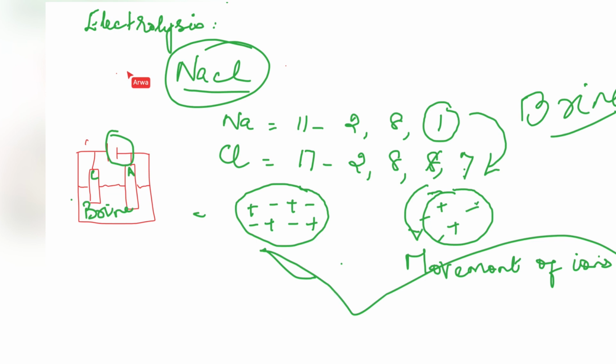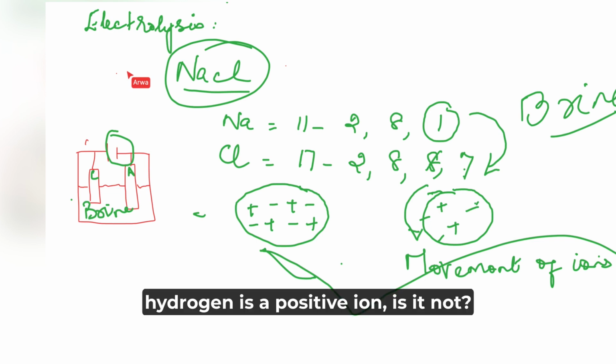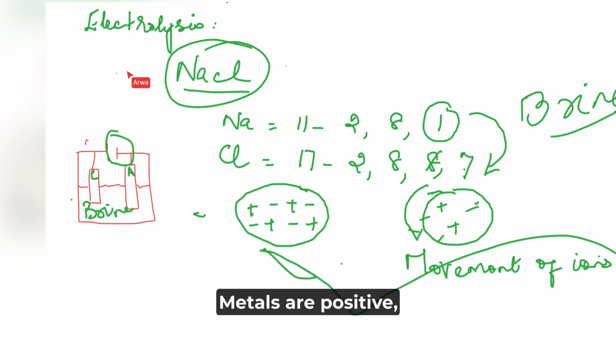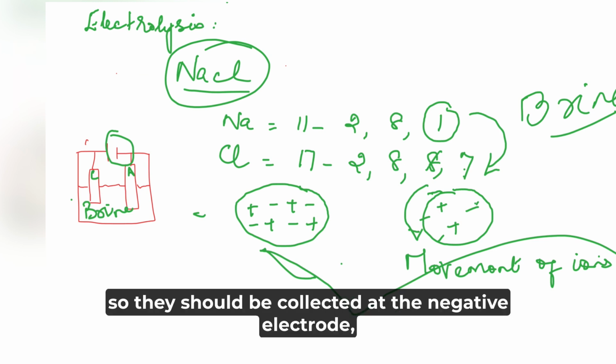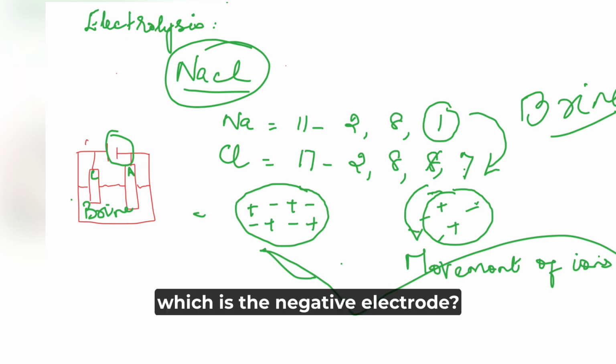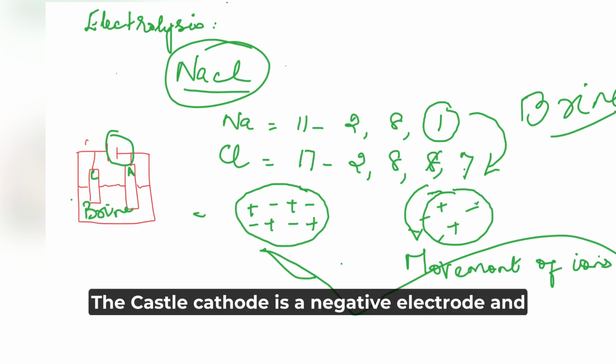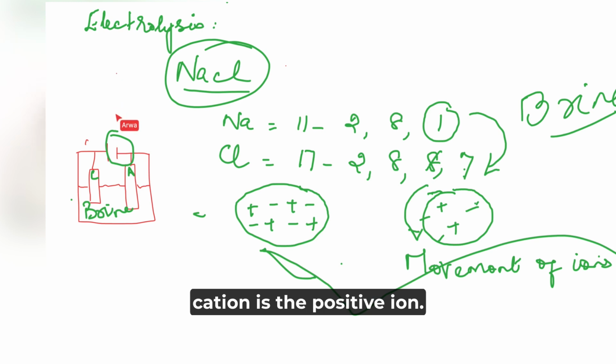Cathode. Hydrogen is a positive ion, is it not? Metals are positive. So they should be collected at the negative electrode. Which is the negative electrode? The cathode. The cathode is a negative electrode and cation is the positive ion.